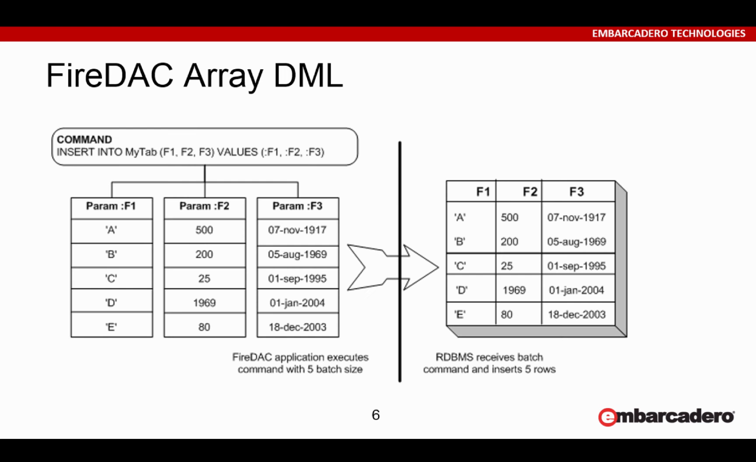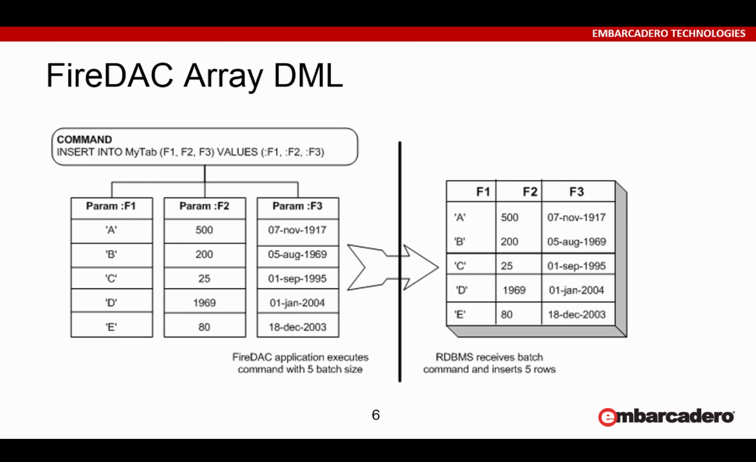You can visualize it in this way: we have a certain command, for example an insert command, and we want to insert into a certain table a number of parameters. So we need to execute this insert statement multiple times. But with Array DML we can take all parameters that we want to send to the database and send them in one operation, and then ask the database to insert all those records. So this makes for much better performance.